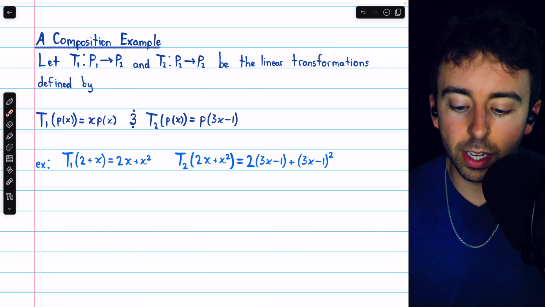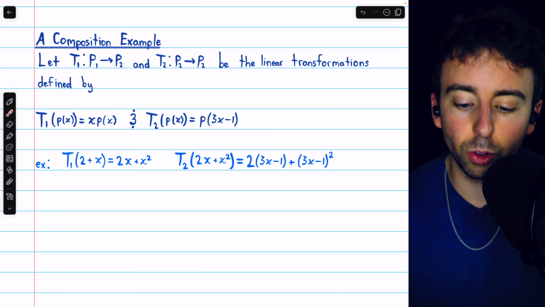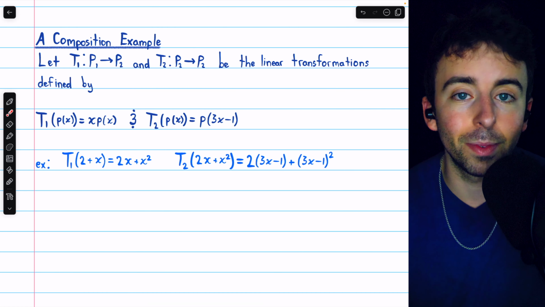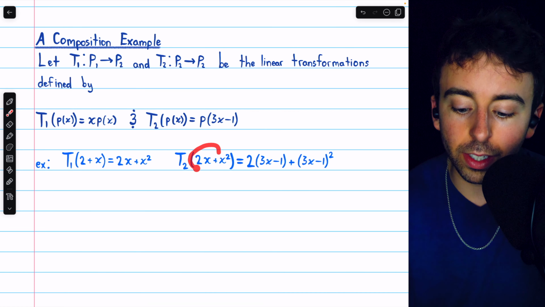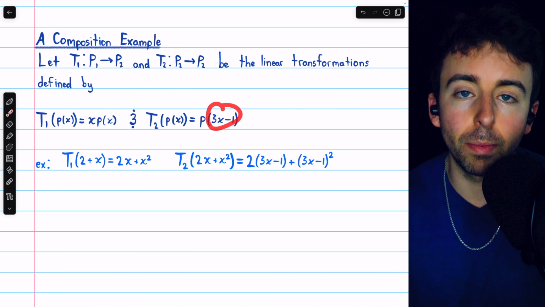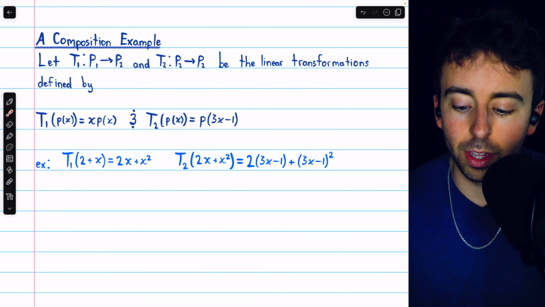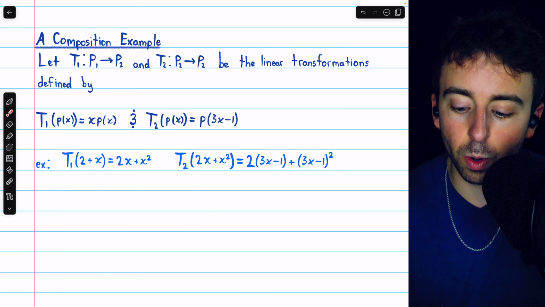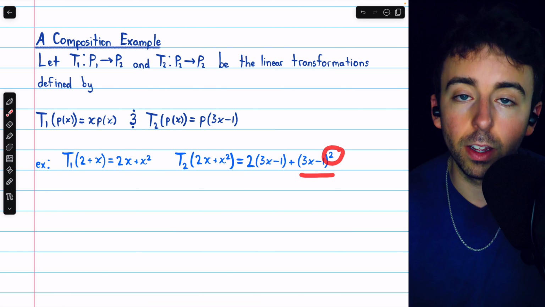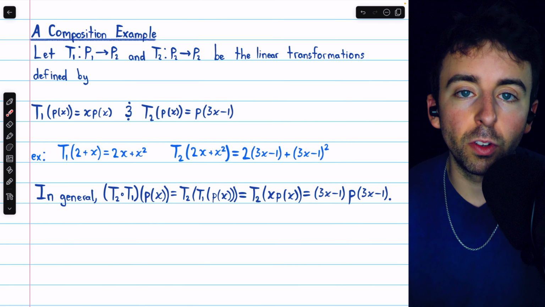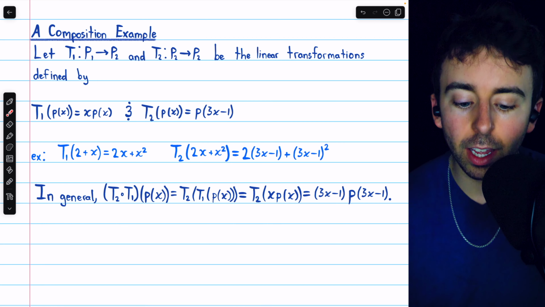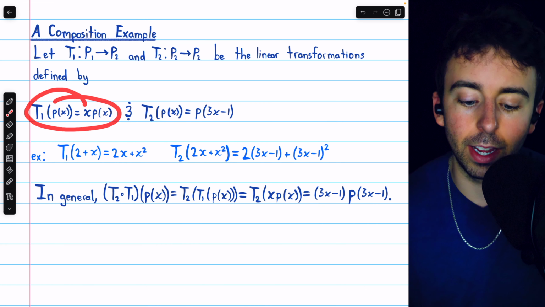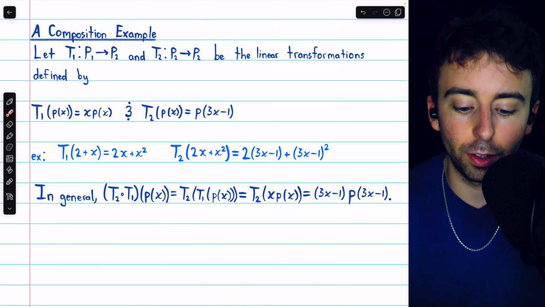On the other hand, if we take a polynomial like 2x plus x squared from the space of polynomials up to degree 2, and plug that into T2, T2 is going to take this polynomial, and at each place there is an x, it will replace it by 3x minus 1. And so this becomes 2 times (3x minus 1) plus (3x minus 1) squared. So that's how these transformations work. You can verify yourself that they are indeed linear transformations if you like. We've previously discussed this one in previous lectures. I'll leave links in the description.